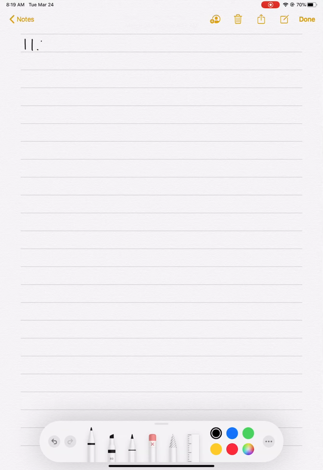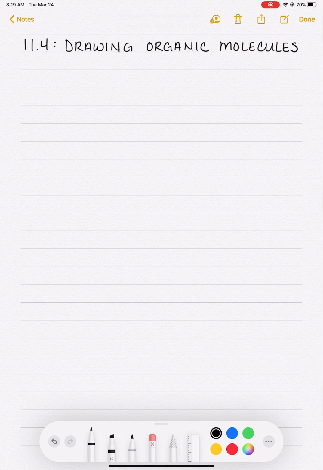The first section that we're going to cover is 11.4, and it is on drawing organic molecules. We're going to use in this class 3 different methods for drawing.